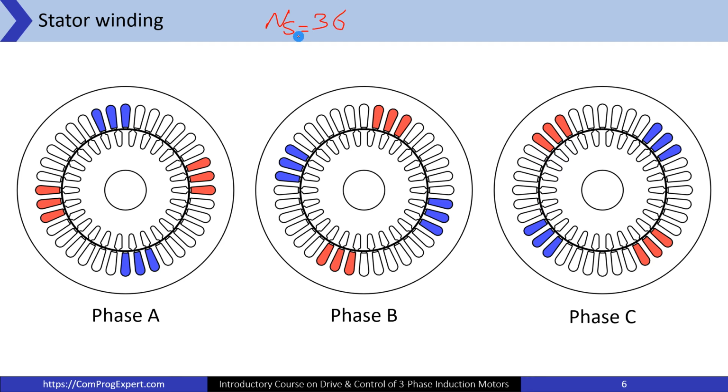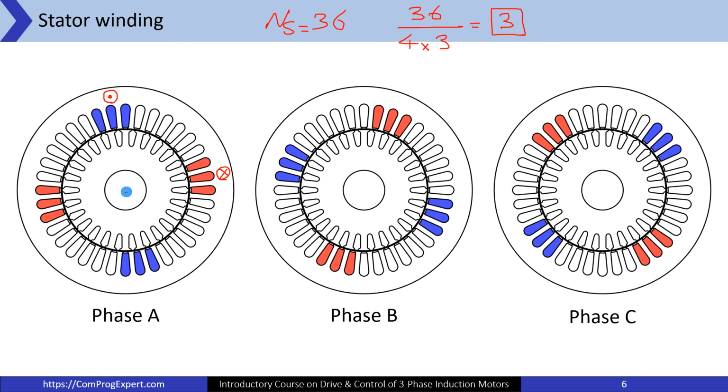So what is the number of slots per pole per phase? It is 36 divided by 4 poles times 3 phases. This is equal to 3. So the number of coil arms per pole per phase is 3. For these 3 coil arms, the direction of the current is into the paper. When the color of the coil arm is red, it means that the direction of the current is into the paper, and for these coil arms, the direction of the current is out of the paper.